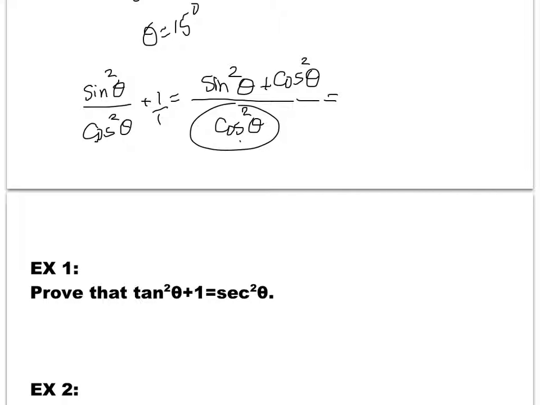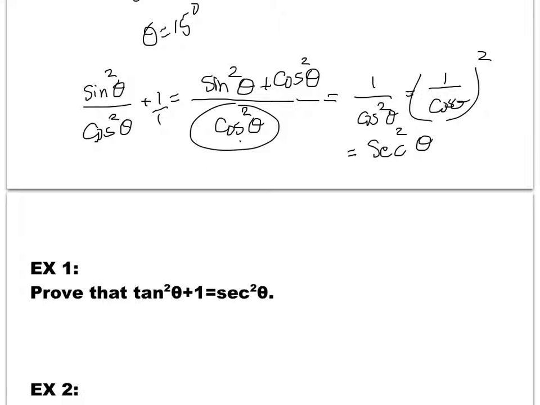Now I use the Pythagorean identity. What is sine squared plus cos squared? 1. So I can write this one as 1 over cos squared theta. But this one is really 1 over cos theta squared, right? But what is 1 over cos? Secant squared theta. And we just proved the identity to be true.